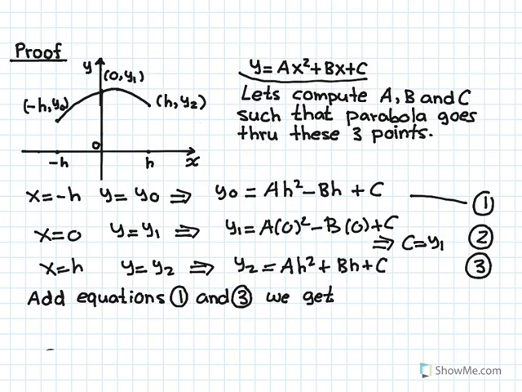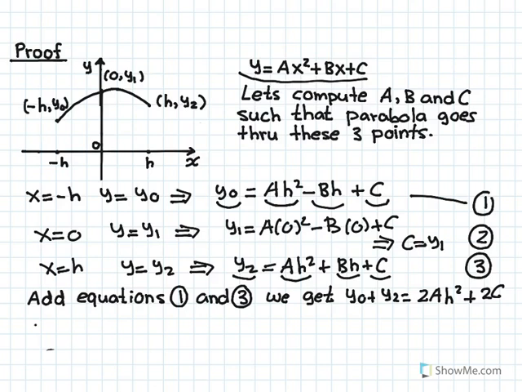c. Now, if we add equations 1 and 3, on the left-hand side, we get y0 plus y2. What about the right-hand side? On the right-hand side, we get ah squared plus ah squared. That gives us 2ah squared. We get minus bh plus bh. It cancels out. That gives us 0. And we have c plus c. That gives us 2c.